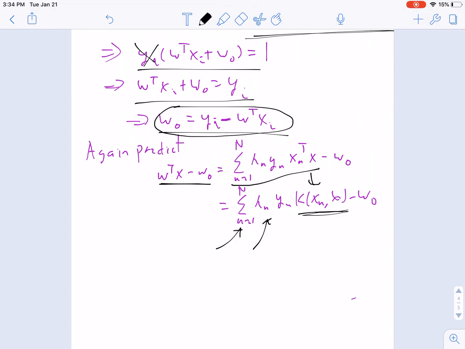And so overall, that's soft margin classifiers. They're pretty similar to hard margin classifiers, but a little bit more flexible.